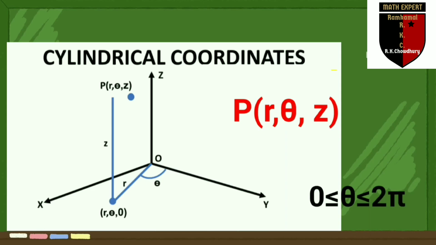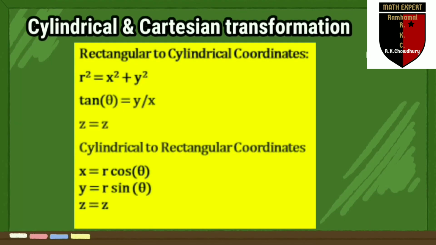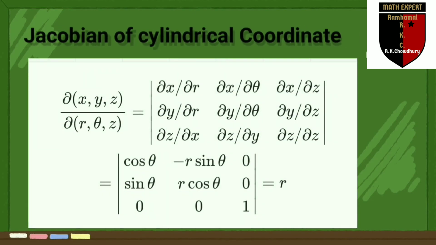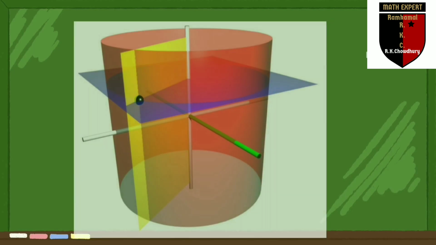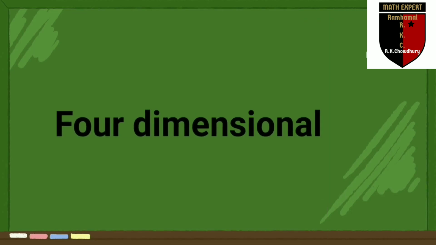Cylindrical coordinates are a natural extension of 2D polar coordinates in 3D space. These coordinates combine the z coordinate of the 3D Cartesian coordinate system with the polar coordinates in the xy plane.